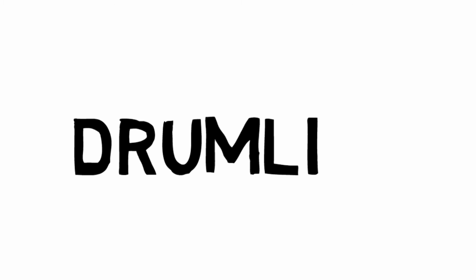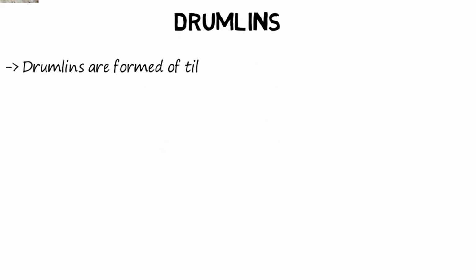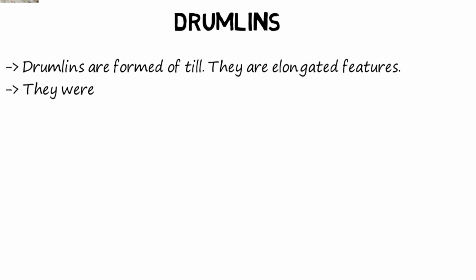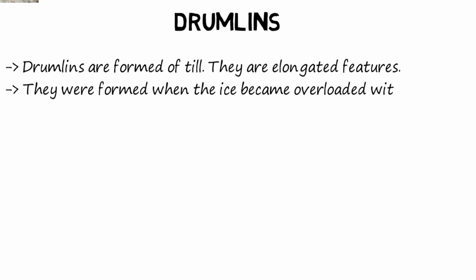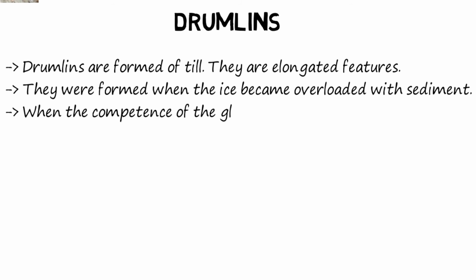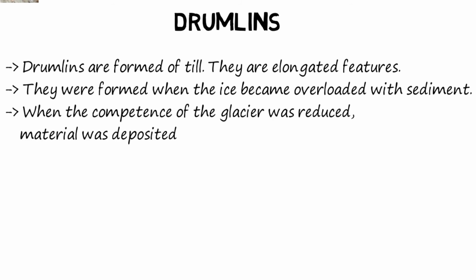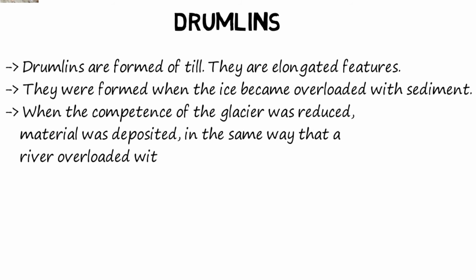Drumlins. Drumlins are formed of till. They're elongated features. They were formed when the ice became overloaded with sediment. When the competence of the glacier was reduced, material was deposited, in the same way that a river overloaded with sediment deposits the excess material.